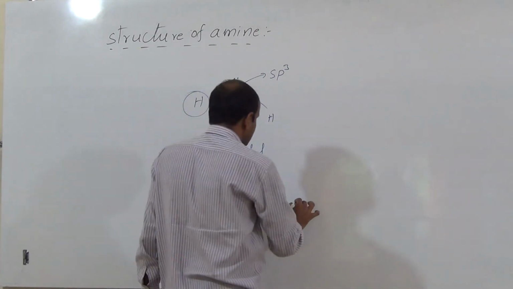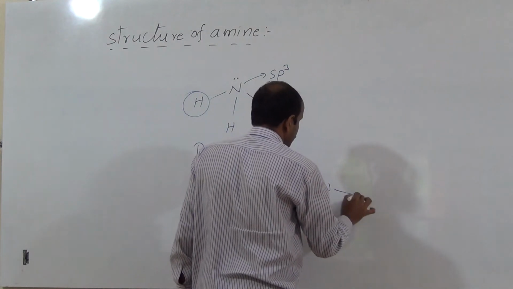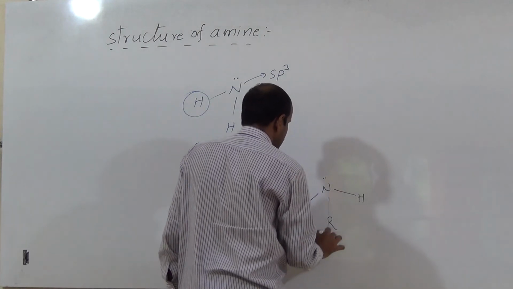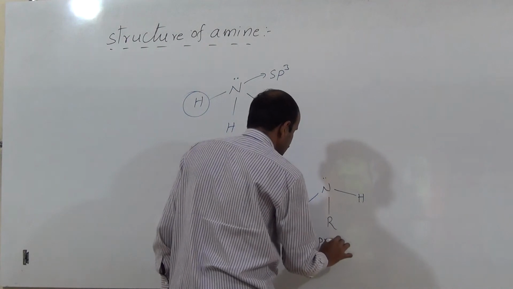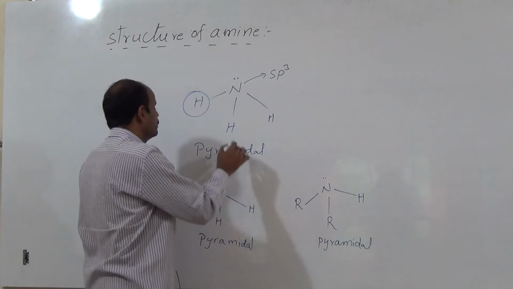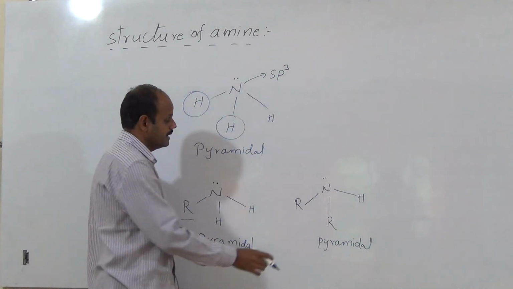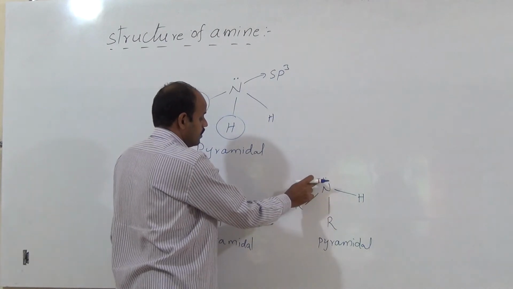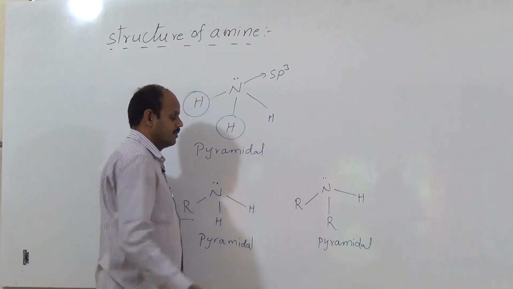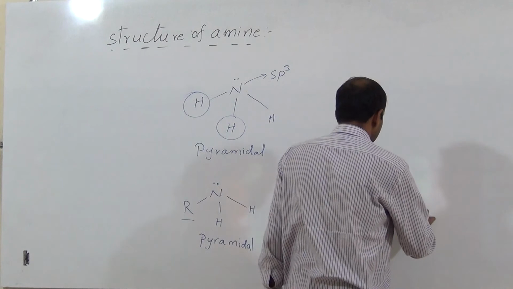If you take secondary amines, it is also a pyramidal structure, because in ammonia 2 hydrogen atoms are replaced by 2 alkyl groups. Thus on nitrogen 1 lone pair of electrons is available, and the bond angle is also less than 109 degrees 28 minutes.